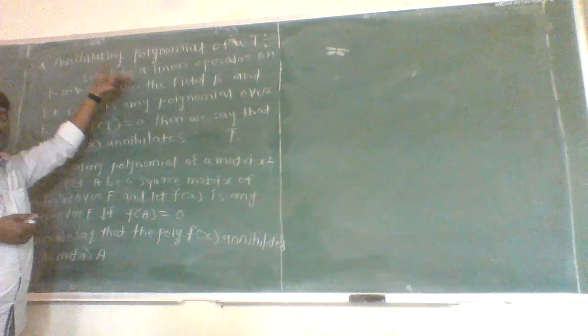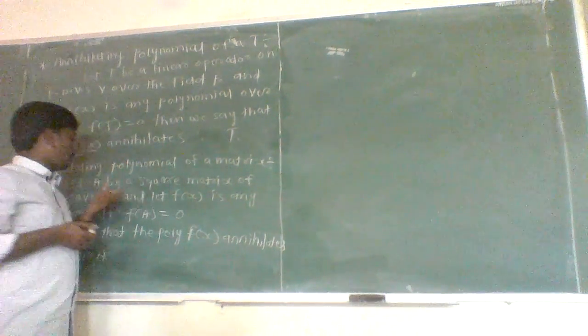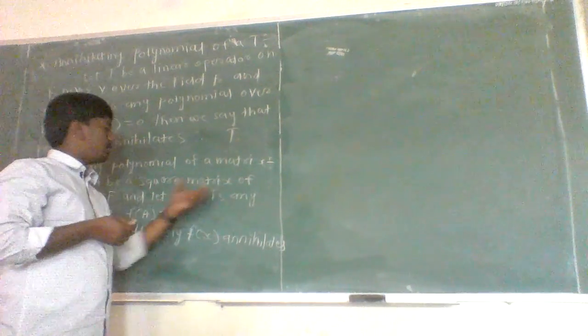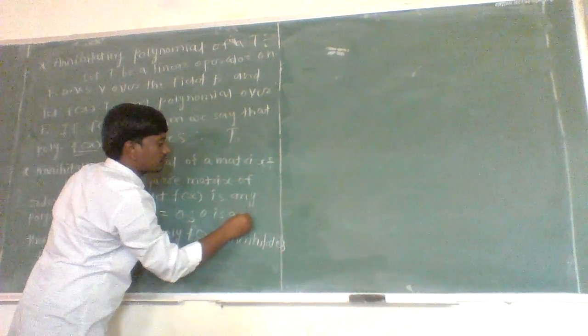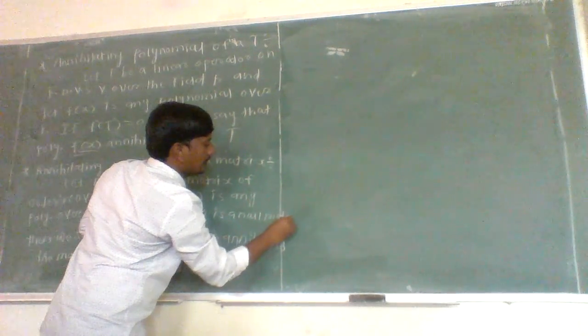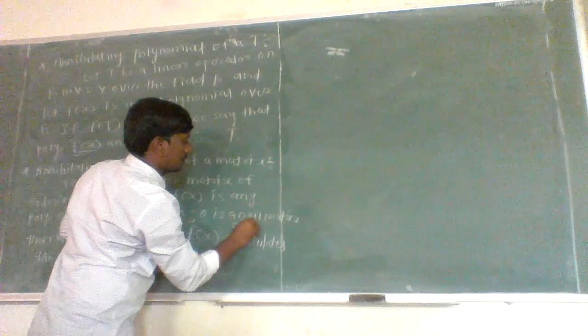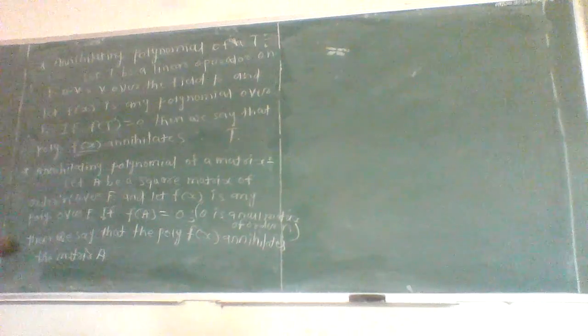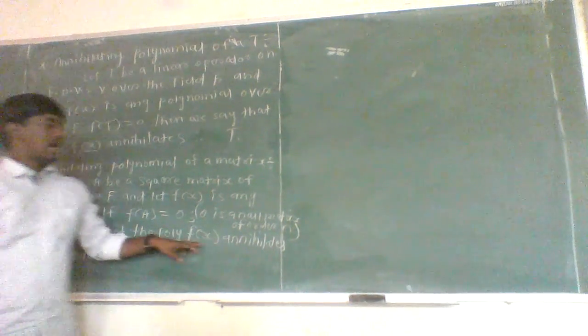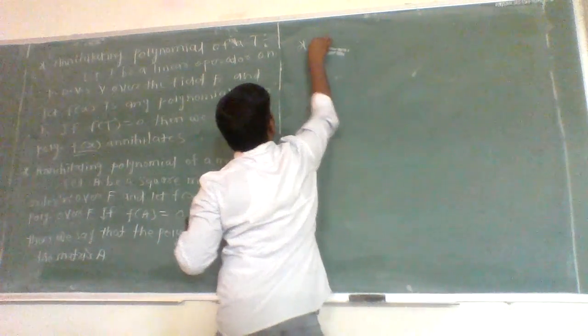Actually, the characteristic polynomial of a linear operator T and the characteristic polynomial of a matrix A are the same thing. Now, suppose A is any square matrix of order n over the field F and f of x is any polynomial over the field F, and if f of A is equal to 0, where 0 is the null matrix of order n, then we say that the corresponding polynomial f of x annihilates the matrix A. Now the next one is, what is a monic polynomial?